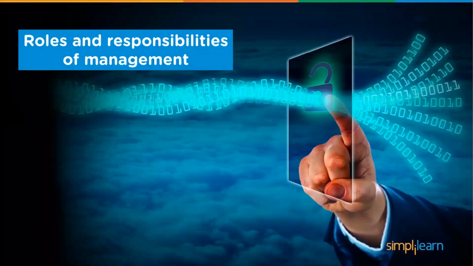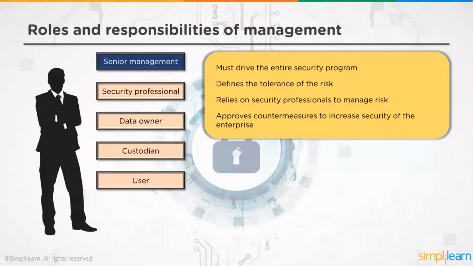And then physical, where you would look at locks on doors, security guards at fences, where they're preventing access to unauthorized people. Let's talk about roles and responsibilities of management. Now, as far as management or the hierarchy is concerned, you can see on the screen there's a senior management, the security professional, data owner, custodian, and user. Now these are from the exam perspective, from the certification perspective. Obviously the hierarchy in an organization would be slightly different, but here the senior management is the responsible party for the entire security mechanism. So they must drive the entire security program.